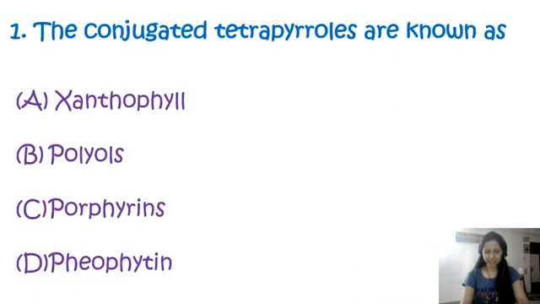So let us proceed. Question number 1, the conjugated tetrapyrroles, these are known as. Options are xanthophylls, polyols, porphyrins or pheophytins. The conjugated tetrapyrroles are also known as porphyrins. That is option C, my correct option.